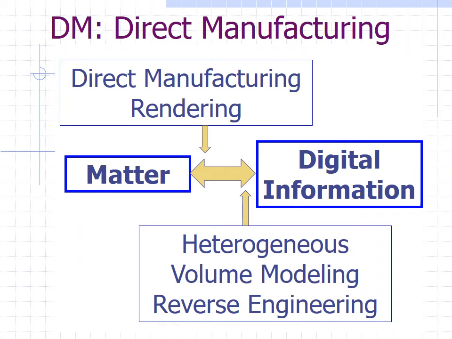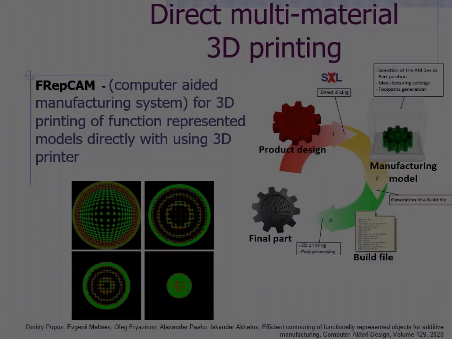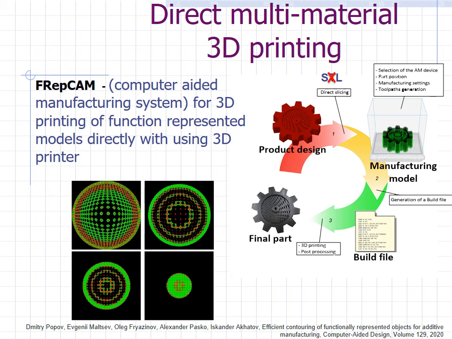Now let's consider direct manufacturing. Direct manufacturing is the fabrication of models without an intermediate format. This approach translates the 3D model into commands of the numerically controlled machine, in our case 3D printers. FREP-CAM is a computer-aided manufacturing system for 3D printing of functionally represented models directly. It allows slicing FREP models and getting a set of layers for 3D printing.